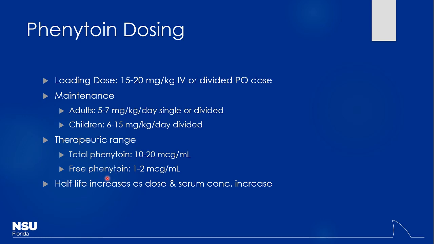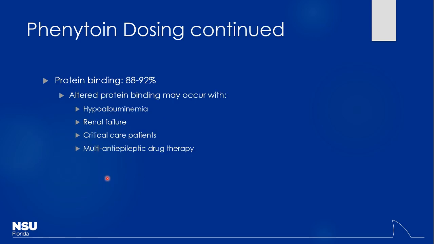But again, remember, as the levels go up, the half-life is going to increase, and that's where, once they've saturated all those enzymes, the half-life can get really prolonged, and they can get themselves into some trouble in terms of side effects. So again, other reasons why patients may have low albumin levels: some of it may be related to nutrition. If they have chronic renal disease, this can also lower the albumin levels. If there are multiple anti-epileptic drugs, other drugs may be kicking phenytoin off the protein. So those are things you all want to be really considerate of.